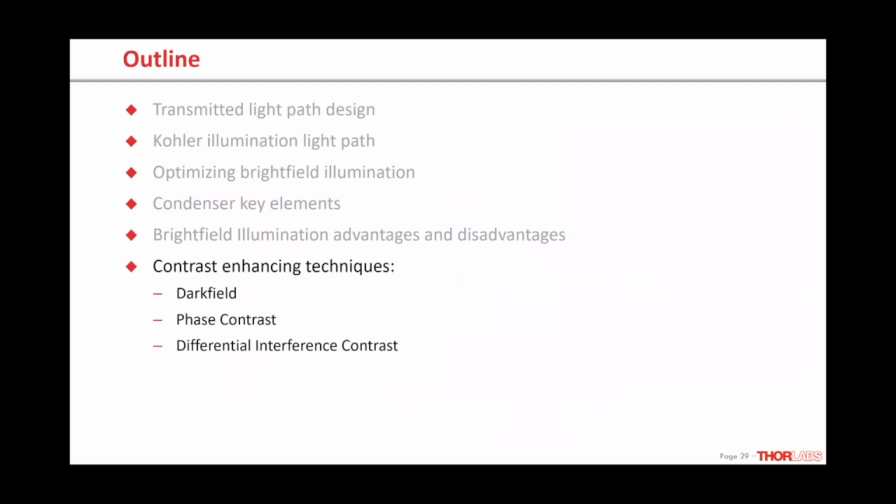So in this first part of the talk, I've taken you through transmitted light path design, culminating in Kohler illumination, and how it is ideal transmitted light path design. We talked about how to optimize Brightfield illumination. Then we talked about key elements of the condenser, and then the Brightfield illumination advantages and limitations. For the last half of the talk, we are going to be talking about several contrast enhancing techniques that can improve upon Brightfield illumination. This includes Darkfield, phase contrast, and differential interference contrast.